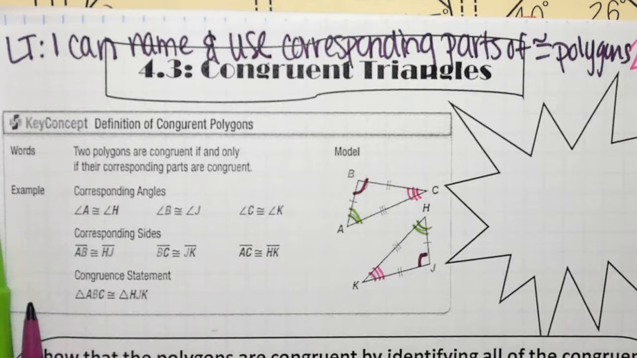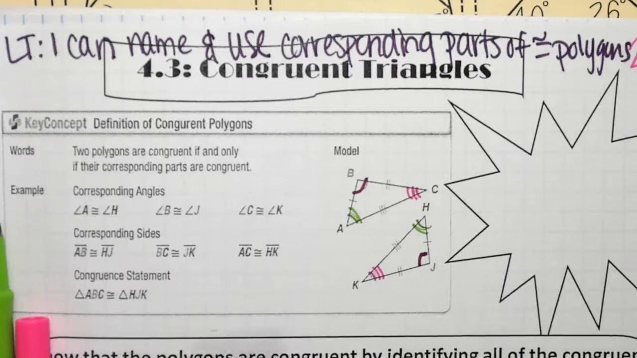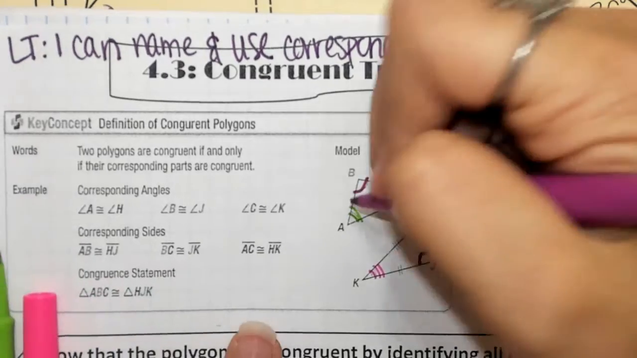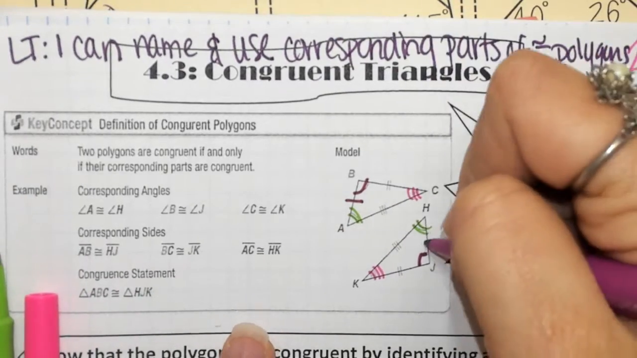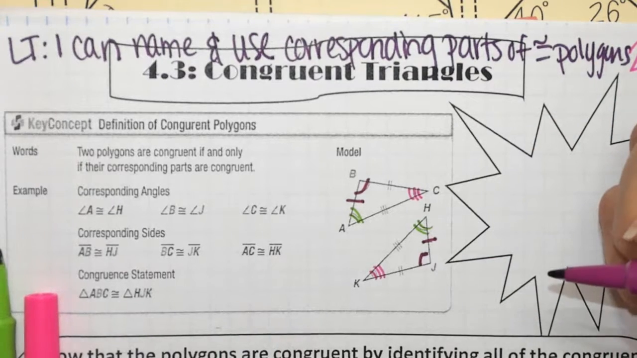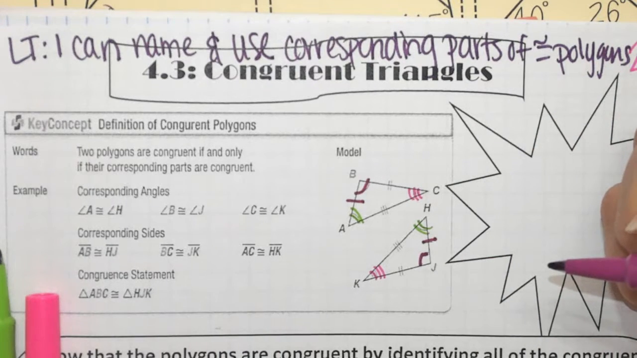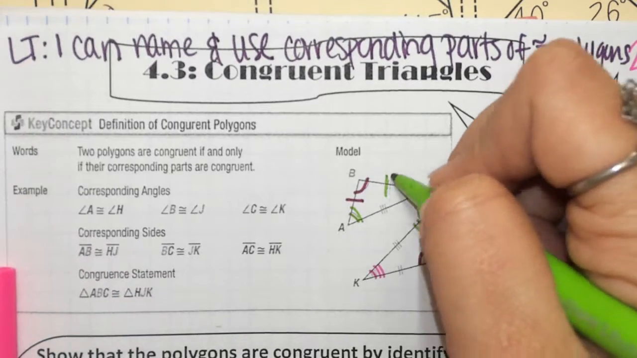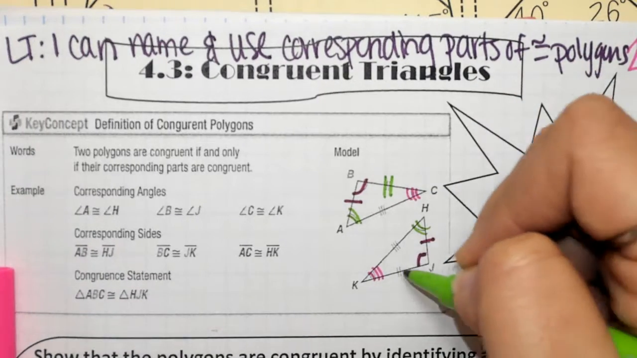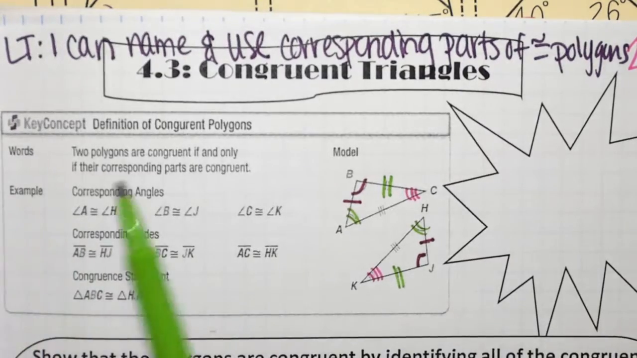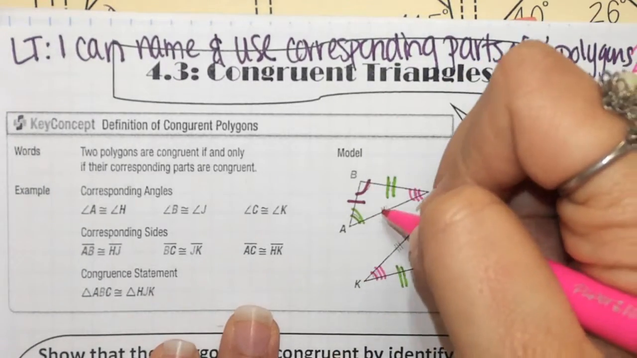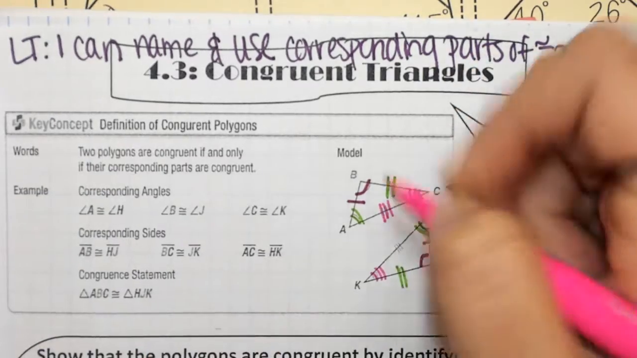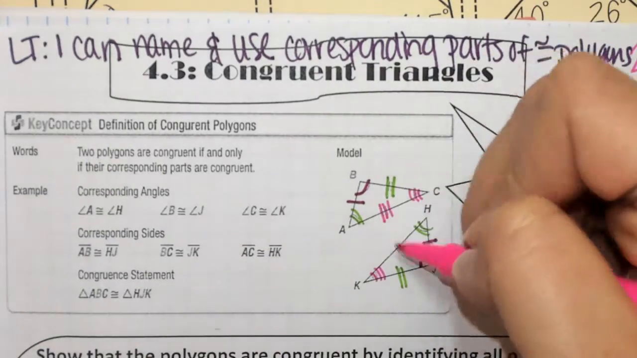Fantastic. Now, do you think the tickies on the sides match like the rainbows do, or that they matter? They do. One ticky, AB, has to match up with the other one ticky, HJ. Is everybody with me? If we have two tickies on BC, where are the other two tickies? JK. Alright, three tickies on AC matches up with three tickies where? HK.